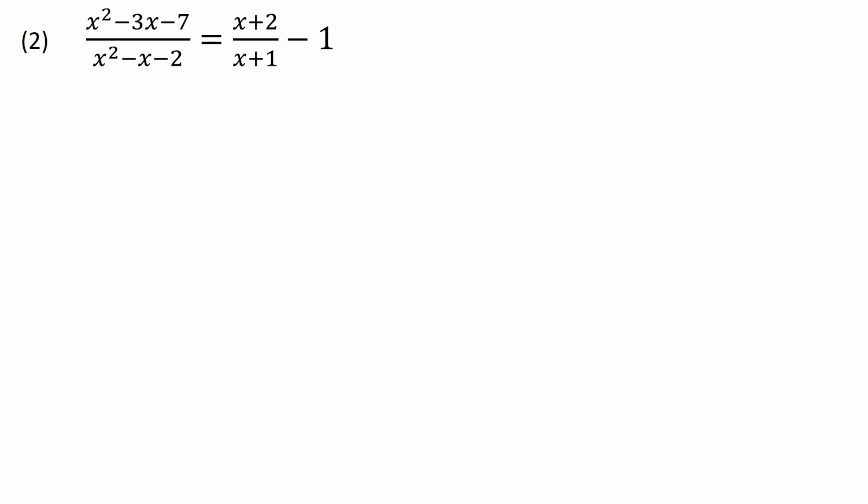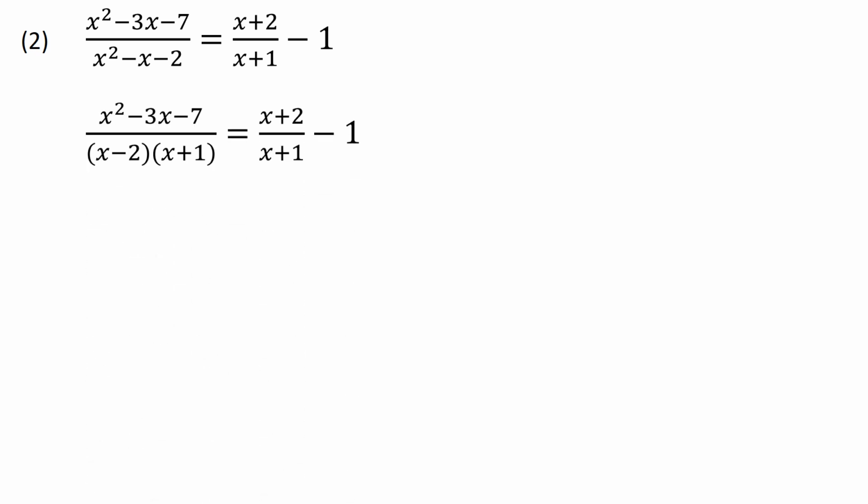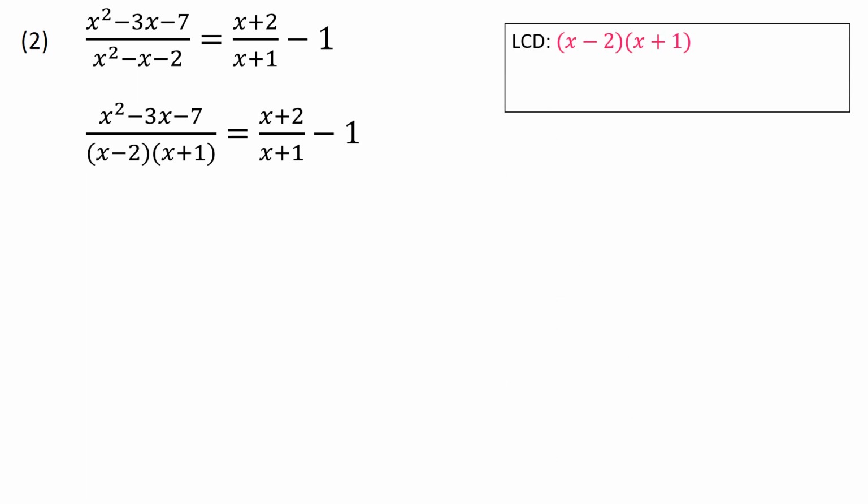Number 2, (x squared minus 3x minus 7) divided by (x squared minus x minus 2) is equal to (x plus 2) divided by (x plus 1) minus 1. For the first fraction, we can factorize it to have (x minus 2) and (x plus 1) in brackets. And for the second fraction, we can just put brackets over the x plus 1 because it's already simplified. So our lowest common denominator will be (x minus 2) and (x plus 1). Making the restrictions, x can't be 2 and x can't be negative 1.